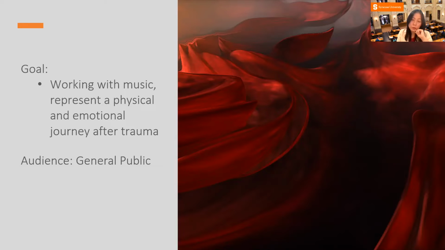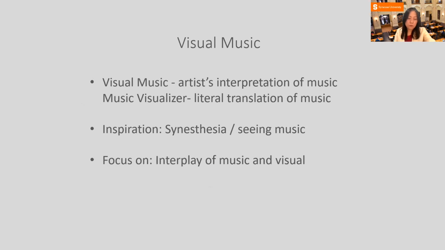It's called visual music because it's based on a music piece. Before we go any further, I think I need to give a little primer on what visual music is. Visual music, in short, is artistic interpretation of music, versus what we usually see, which is a music visualizer. A music visualizer is a literal translation of the music. If there's a beat, you see something change. If the volume changes, you see something getting bigger. So it's a very literal one-to-one correspondence.